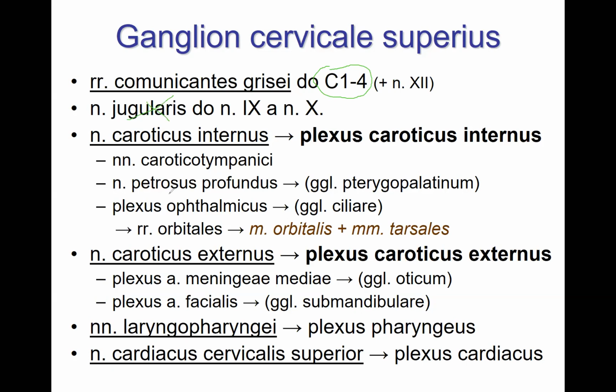But then we have another important one. I come to this last, which supplies the heart. Every cervical ganglion supplies the heart. So from every cervical ganglion, we will have a nerve into the heart. Yeah. So when it's called superior ganglion, we have the superior cervical cardiac nerve. Then we have laryngopharyngeal branches.